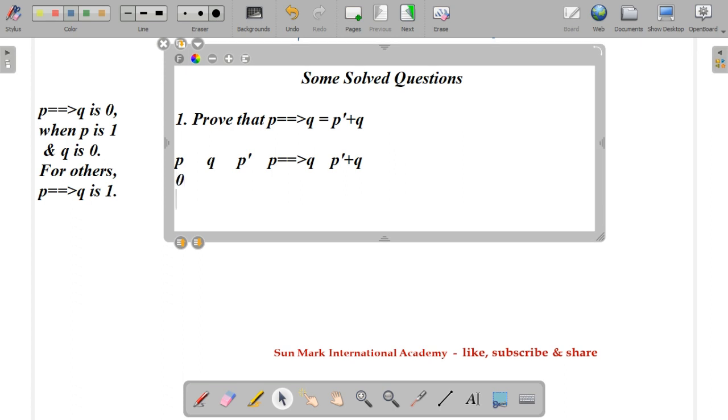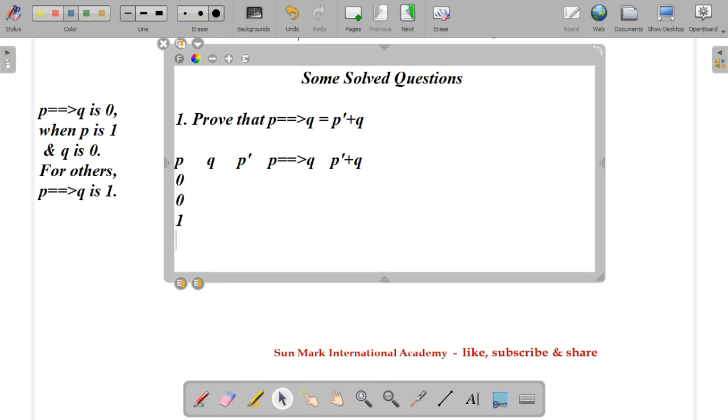So we know how to fill the values: 0, 0, 1, 1. Then the value of Q is 0, 1, 0 and the last one is 1. Next we need to find the P dash value. P dash means negation of P. 0 dash is 1. Again 0 dash is 1. 1's negation is 0, and the last one also, 1's negation is 0.